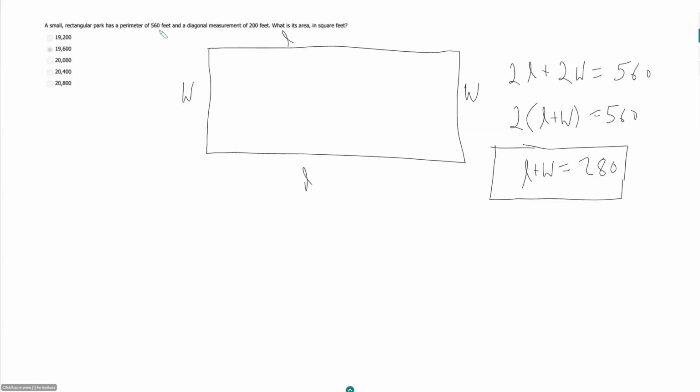And then what else do we know? We know the diagonal of the rectangle is equal to 200 feet. So what do we know based on that? This is a right triangle, so we know W squared plus L squared is equal to 200 squared, which is 40,000.